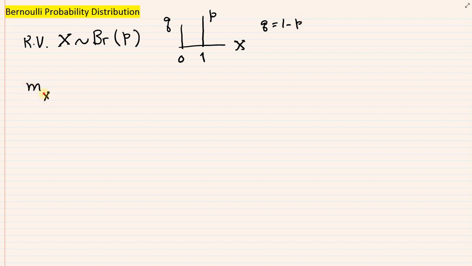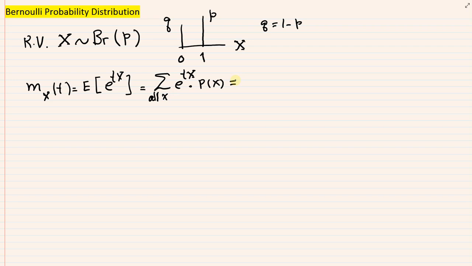That's M of the random variable X at t. By the definition of the moment generating function, that's the expectation of e to the tX. And we can actually write this in its definitional form. The definition of expectation is e to the tx times the probability of x, summed over all x, which in this case is just 0 or 1. So we go from x equals 0 to the upper limit of sigma, which is 1.